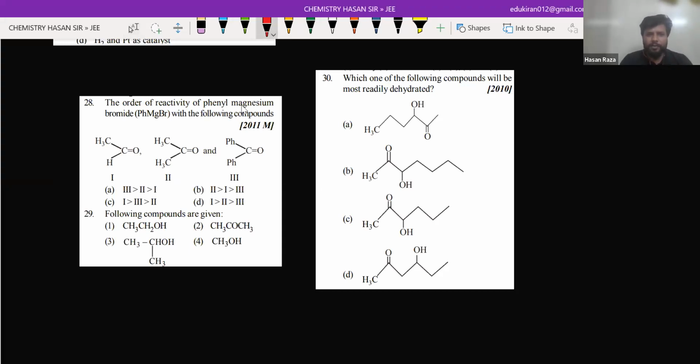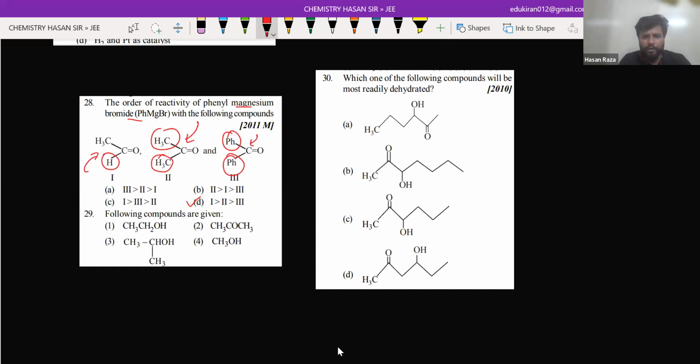Sahid, say the order of reactivity of phenyl magnesium bromide with the following compounds. So when PhMgBr is going to react, there is a very less bulky group here. This is a too bulky group and too much bulky group is here. So the best to attack is this aldehyde, then ketone, and this is also ketone. So the answer will be 1, 2, 3. Reactivity will be more in aldehyde than the two ketones. One with a methyl bulky group and another is phenyl, a very large group.